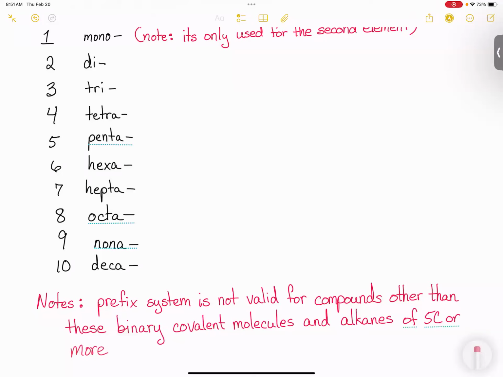I'm emphasizing this because I've seen a lot of students that try to use the prefix system with the ionic compounds. You don't. I've seen students try to use this prefix system with the diatomic elements. You don't. I've seen students try to use this prefix system with hydrogen in group 15 through 17 nonmetals. You don't. So the prefix system is not a coverall. It will not work for everything. And I want to make sure you know that.